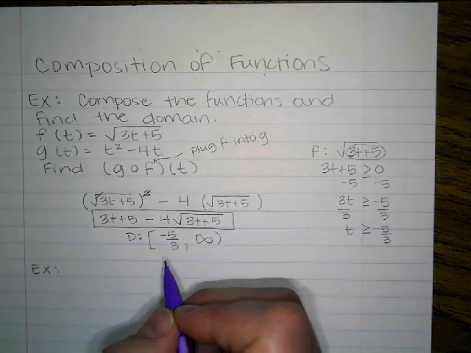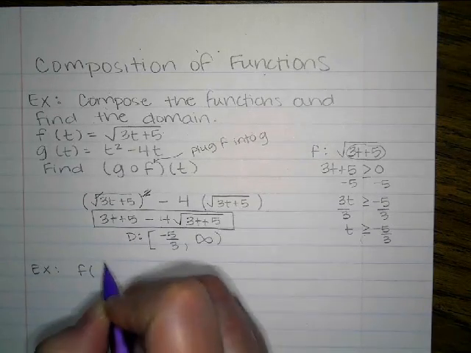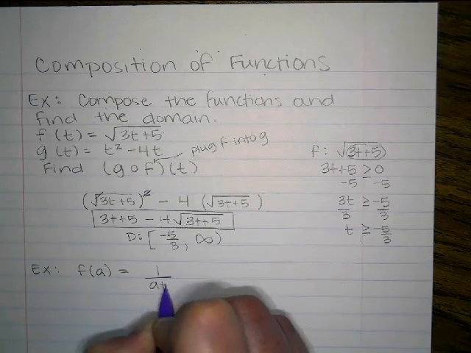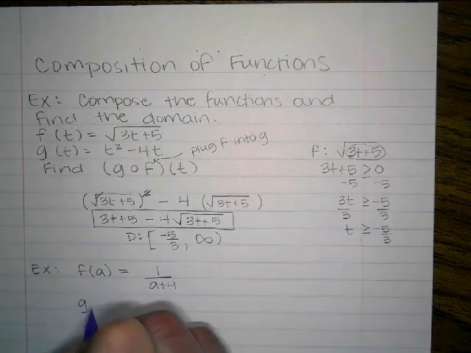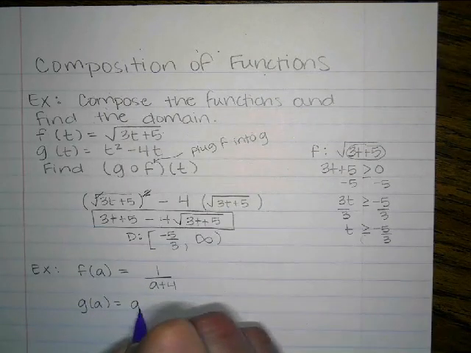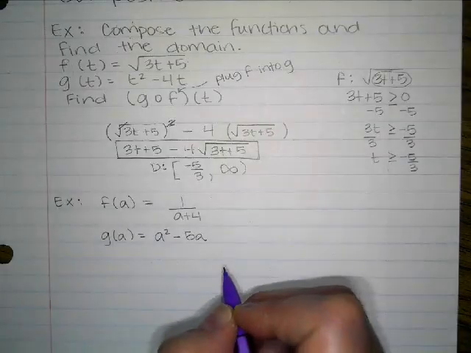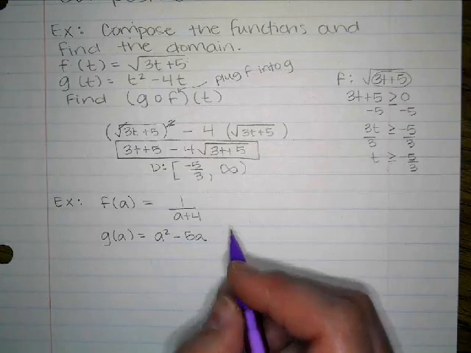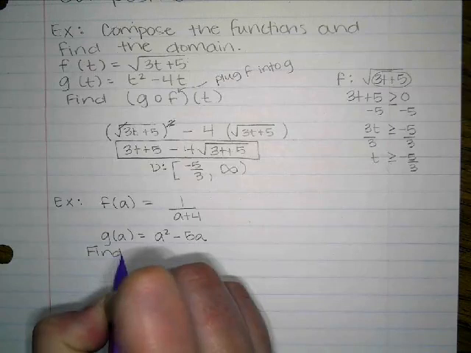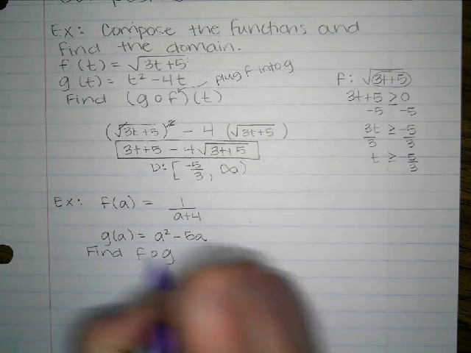Let's try another one of these. All right, so we're going to do f of a. F of a is 1 over a plus 4. G of a is a squared minus 5a. And they're going to ask us to find f of g of a.